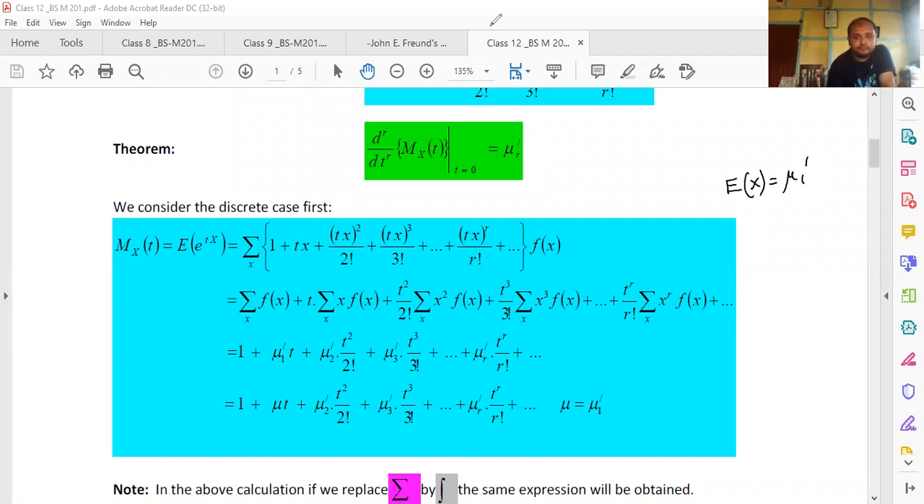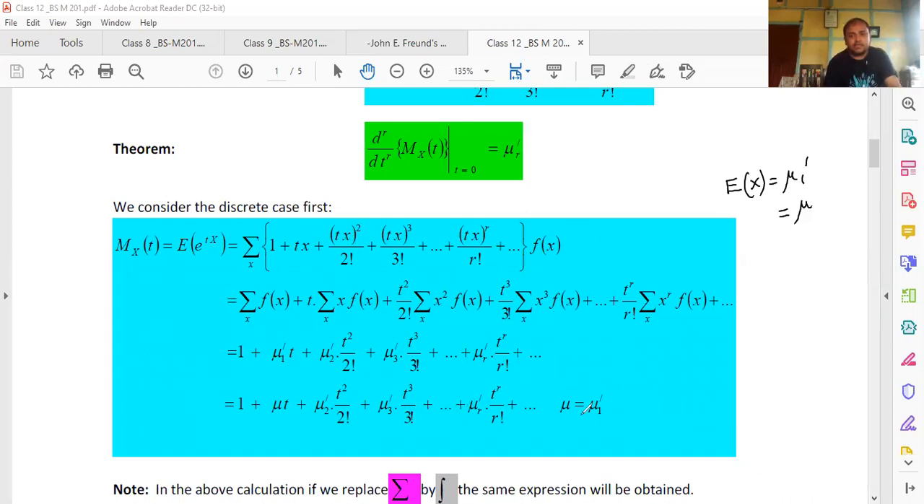Similarly, we can replace summation x squared fx by mu2 prime, the second moment about origin, summation x cube fx by mu3 prime, and so on. And mu1 prime is actually equal to mu, because by definition, by notation, mu is the expectation. So in place of mu1 prime, we can write mu. It's just a notation. And we have written the thing once again over here.